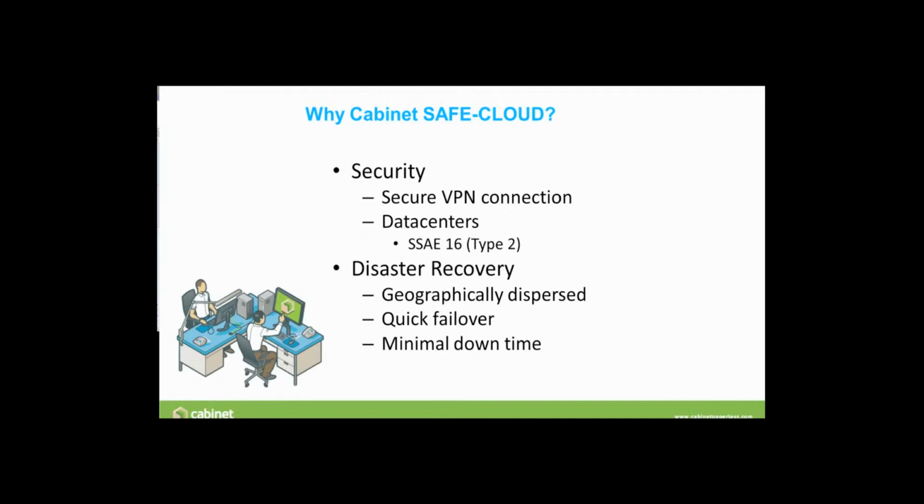As far as disaster recovery goes, our data centers are geographically dispersed. They're a couple of 100 miles apart. So if there's a natural disaster or man-made disaster with either one of those data centers, we can fail over to the other data center. And it's basically a mirror image of each other, right? So it only takes a few minutes to fail over to the other data center, and that results in minimal downtime for our users.